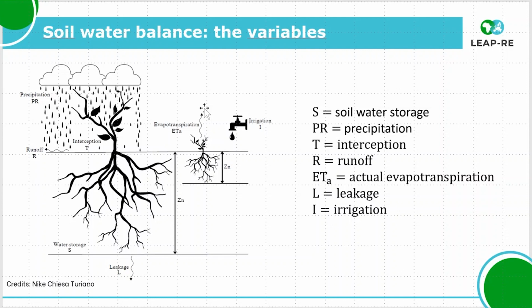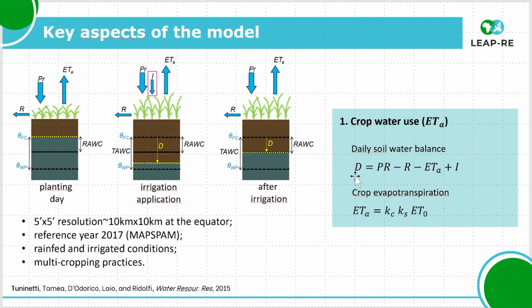And here you have the equation of the daily soil-water balance. Every day the model evaluates a deficit variable that we call D. This variable is obtained as the algebraic sum of precipitation minus runoff minus actual evapotranspiration plus irrigation. Notice that the crop evapotranspiration is evaluated according to the FAO 56 methodology.